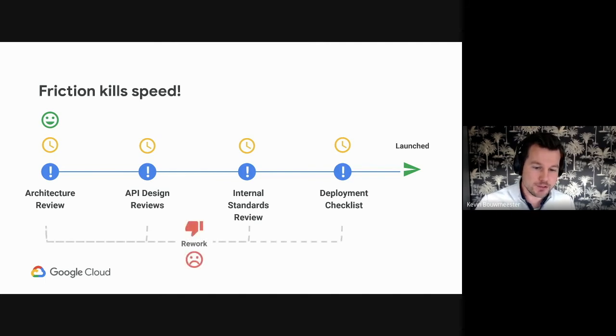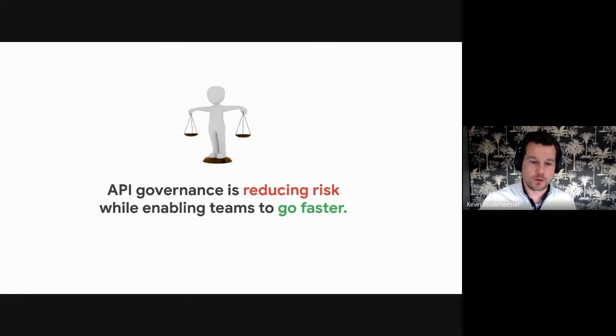And as you guessed, this is probably a lot of rework, a lot of extra time, and a lot of friction, which kills speed in the organization. And speed is key in order to innovate, but also to keep people interested in working with you on APIs. So this is probably not the right way to do it. We need something else. We need API governance in a way to reduce risk, but still enabling teams to go faster.